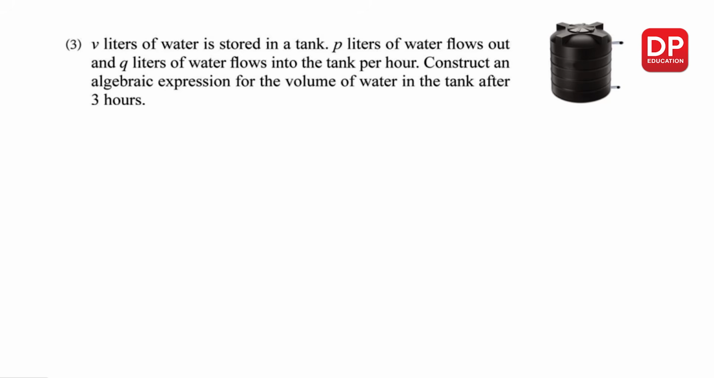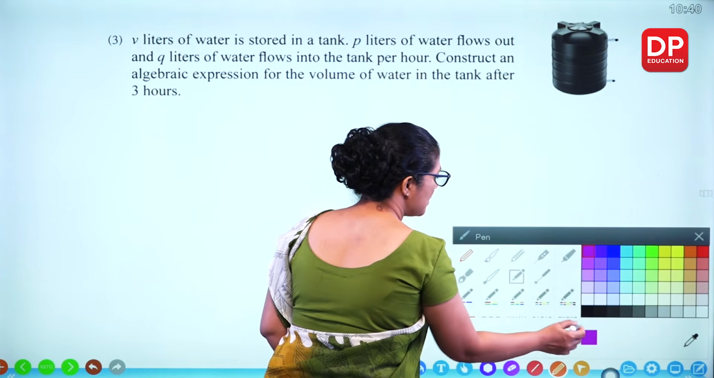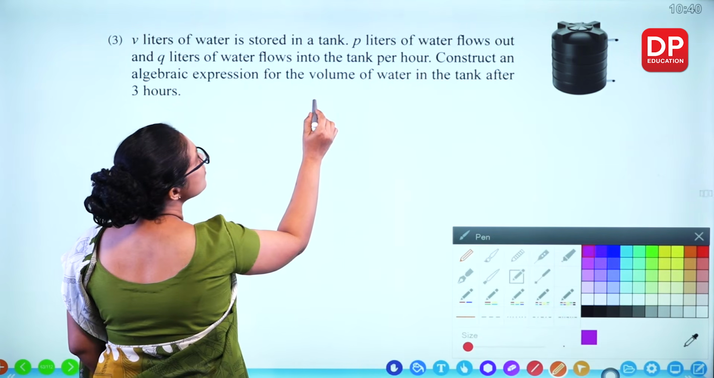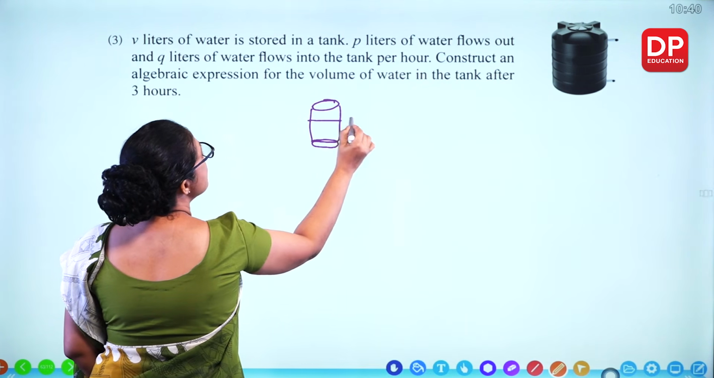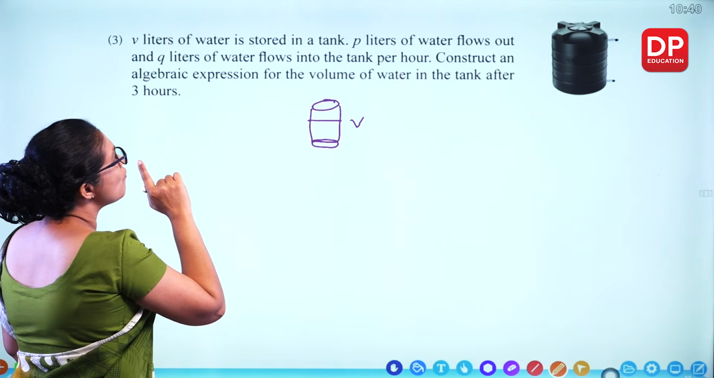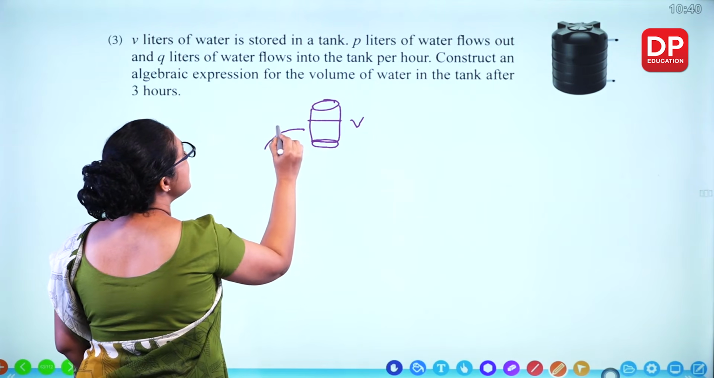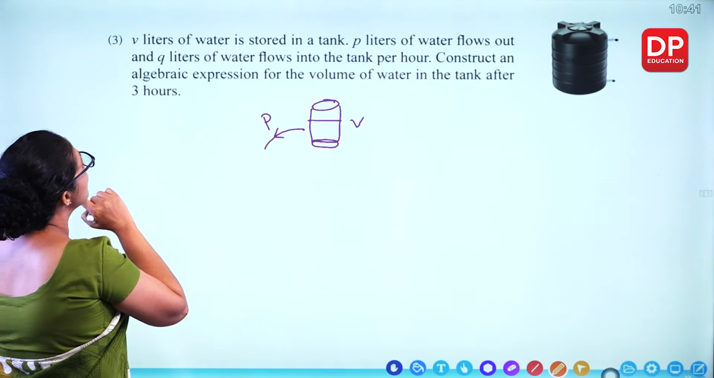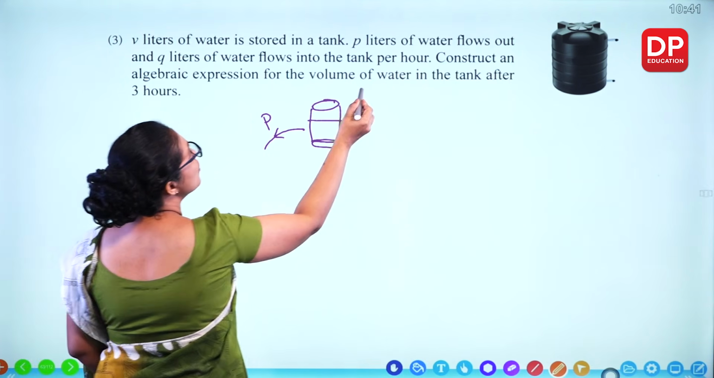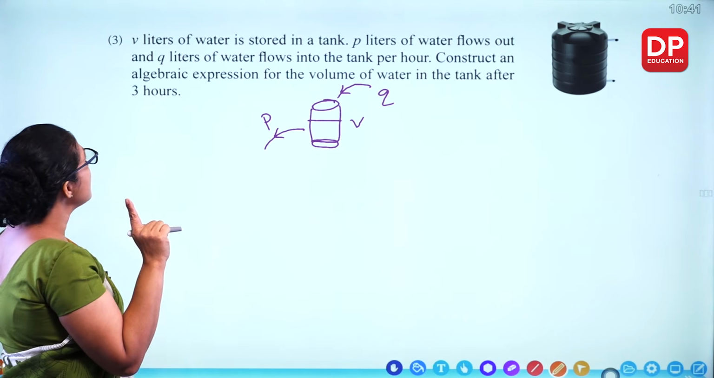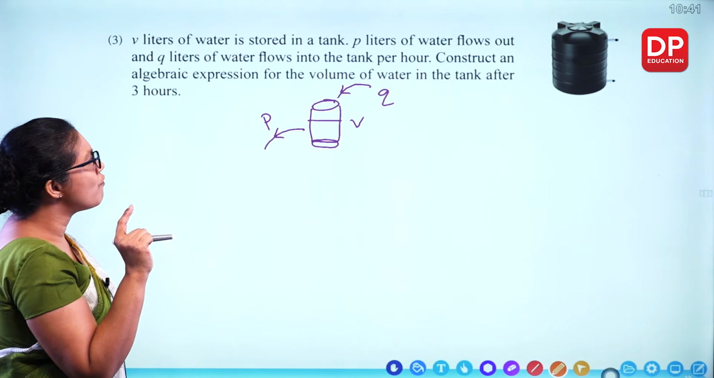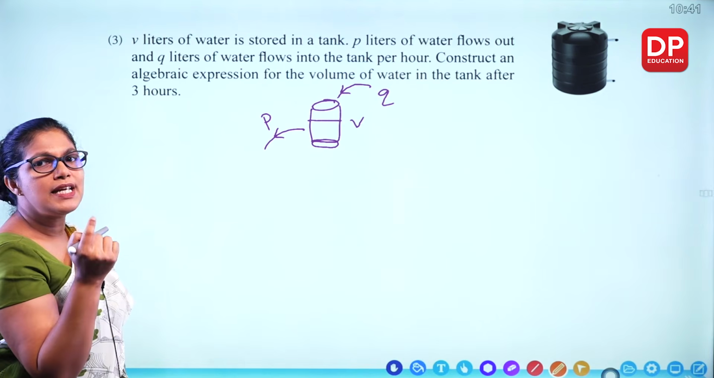V liters of water is stored in a tank. P liters of water flows out and Q liters of water flows into the tank per hour. So we'll just mark it. Think about this is the tank. V is there. P liters flows out and Q liters of water flows in, per hour. Construct an algebraic expression for the volume of water in the tank after 3 hours.